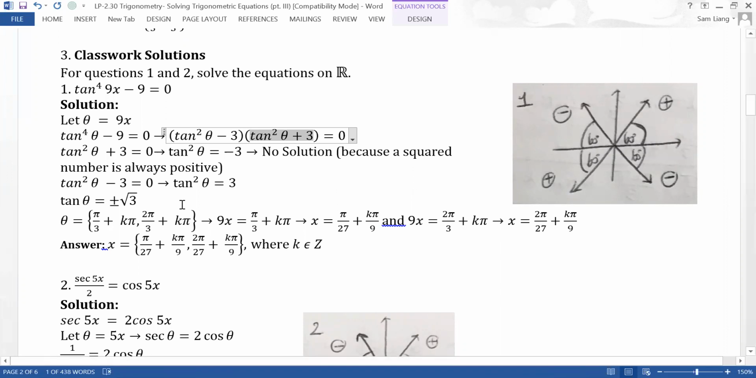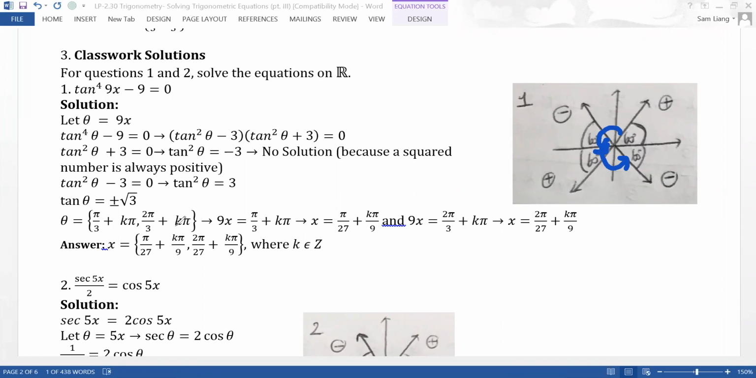From there, I summarize that as theta equals pi over 3 plus k pi. That comes from the positive solutions. Pi over 3 is 60 degrees, and if you add pi, you get the other positive one. If you add pi again, you get back to this one. For 2 pi over 3, that's 120 plus pi, from here to here. If you add pi again, you get back to the quadrant 2 answer. So this can be summarized as pi over 3 plus k pi and 2 pi over 3 plus k pi.